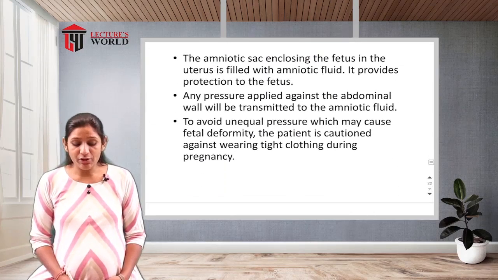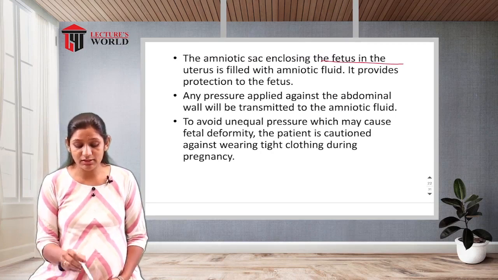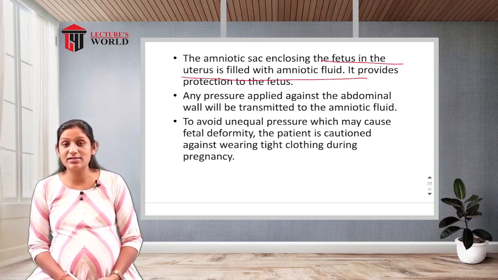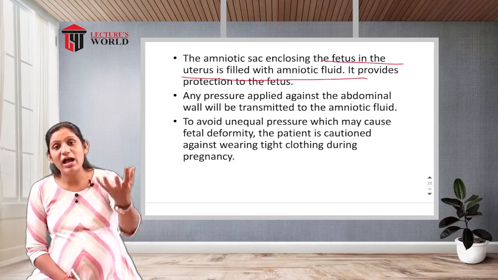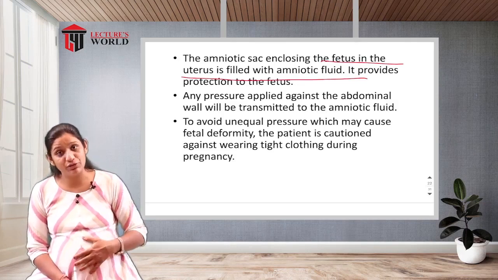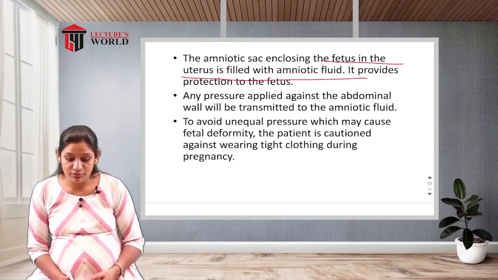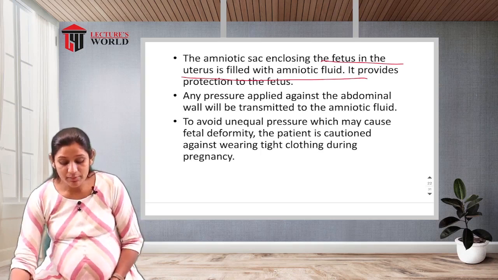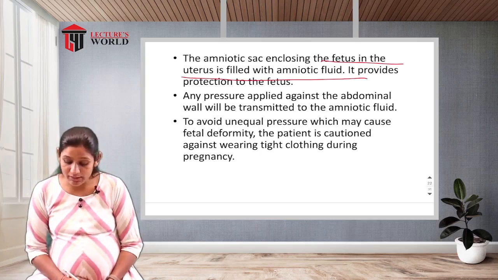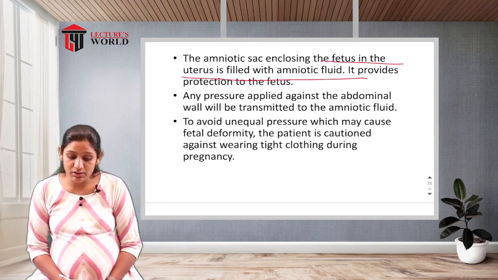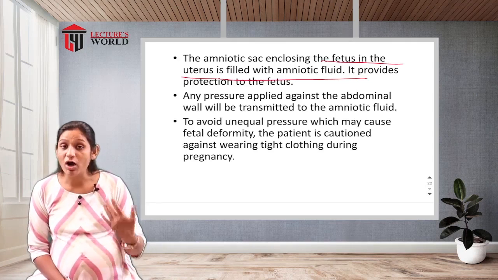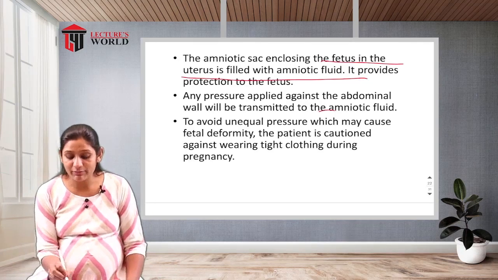Next one, the amniotic sac which encloses the fetus in the uterus is filled with amniotic fluid. What is amniotic fluid? Amniotic fluid, also called uterus fluid, protects the baby internally from any outer jerk, absorbing it so that the baby is safe, and provides protection to the fetus. Any pressure applied against the abdominal wall will be transmitted by the amniotic fluid.